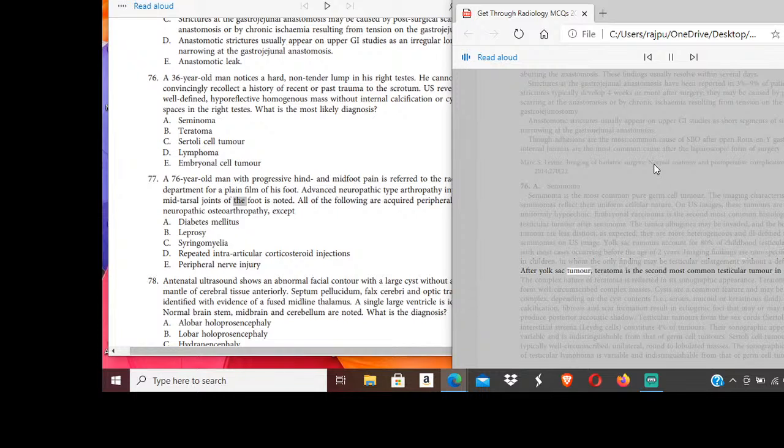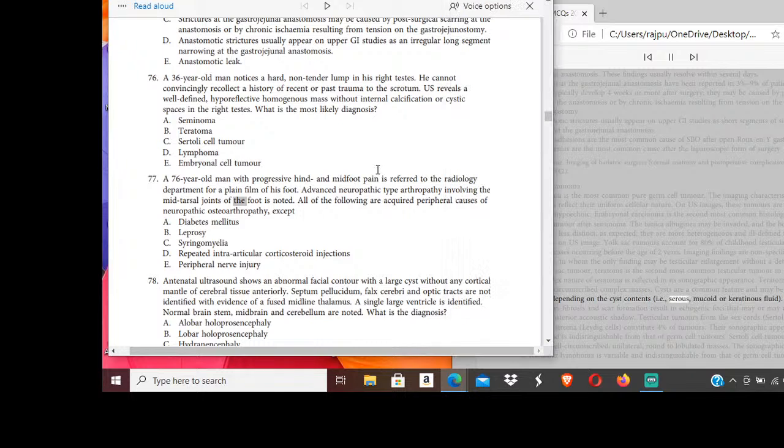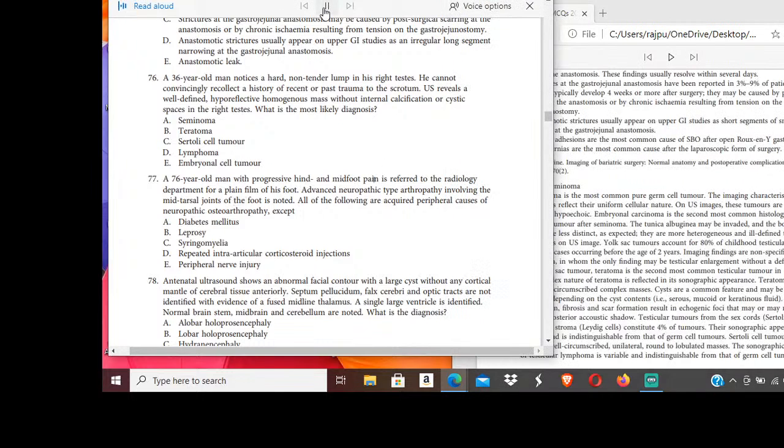After yolk sac tumor, teratoma is the second most common testicular tumor in children. The complex nature of teratoma is reflected in its sonographic appearance. Teratomas generally form well-circumscribed complex masses. Cysts are a common feature and may be anechoic or complex depending on the cyst contents, i.e. serous, mucoid or keratinous fluid.